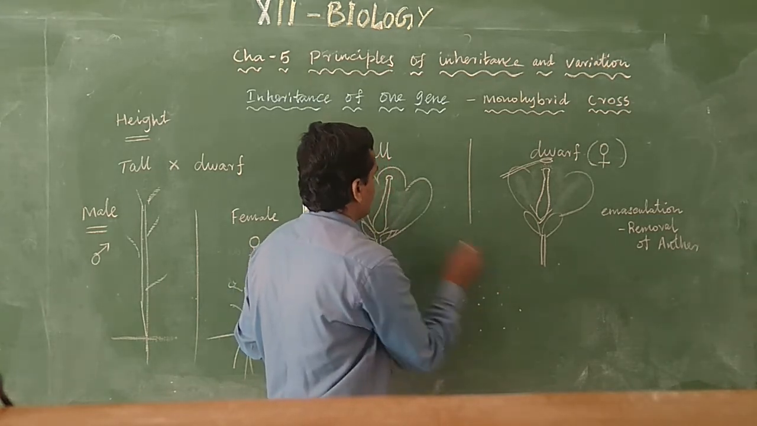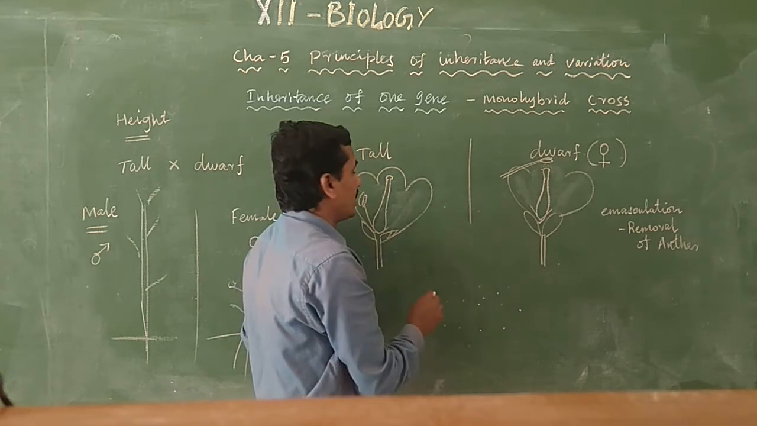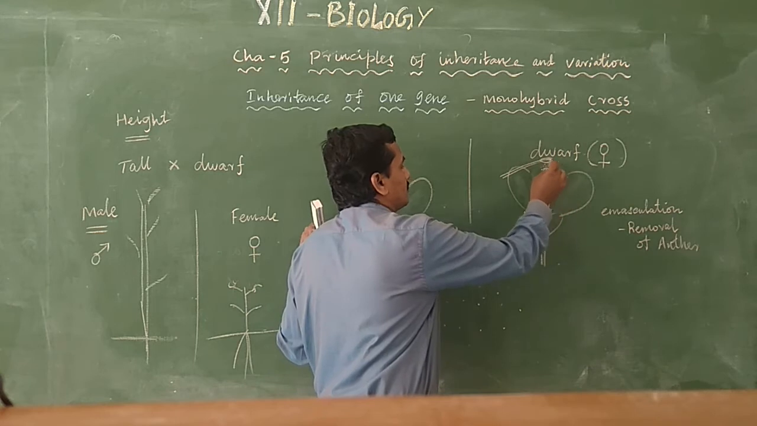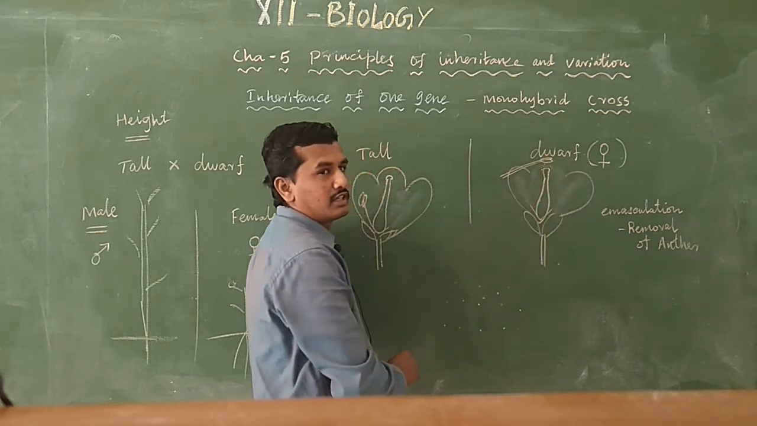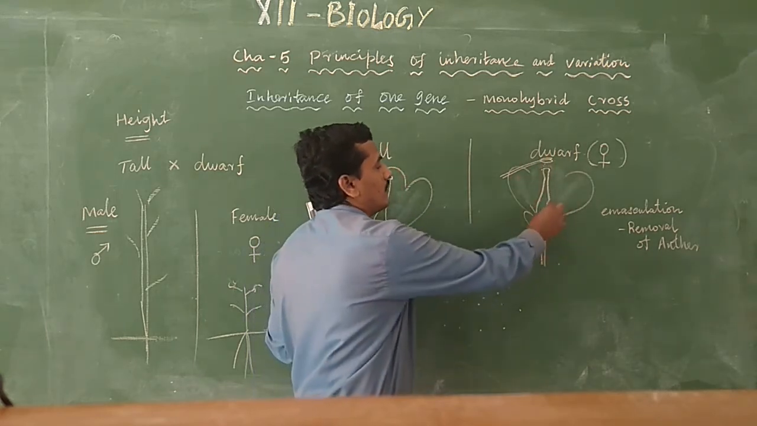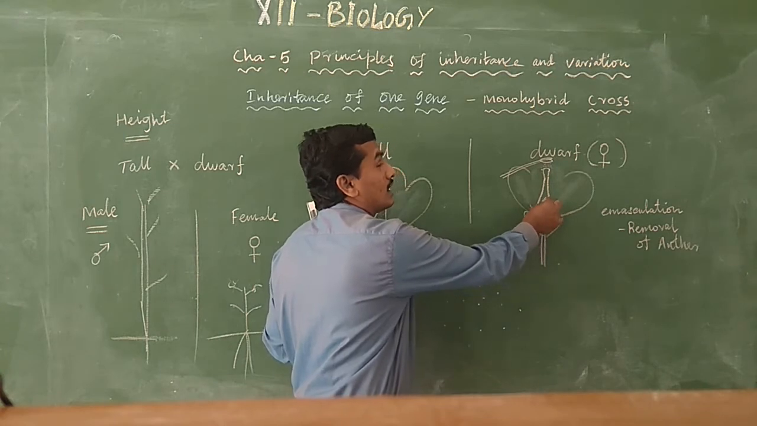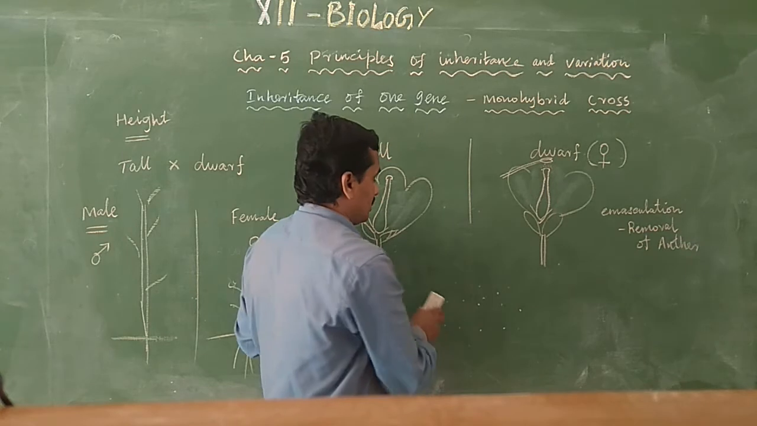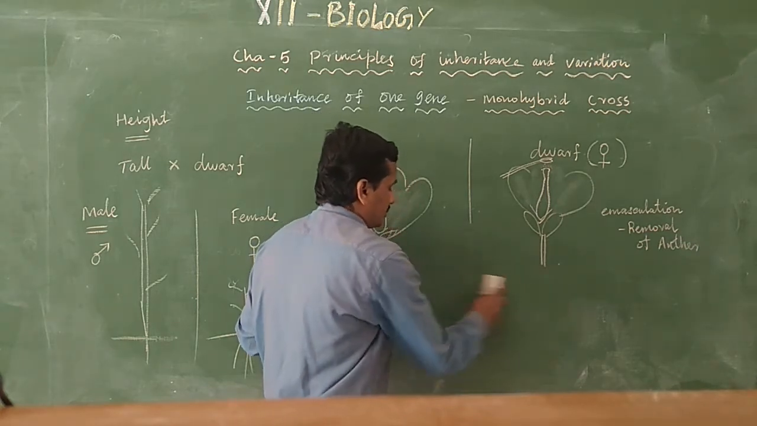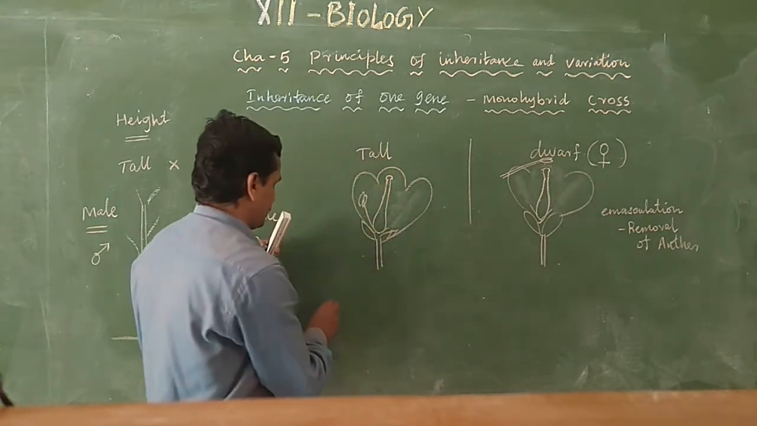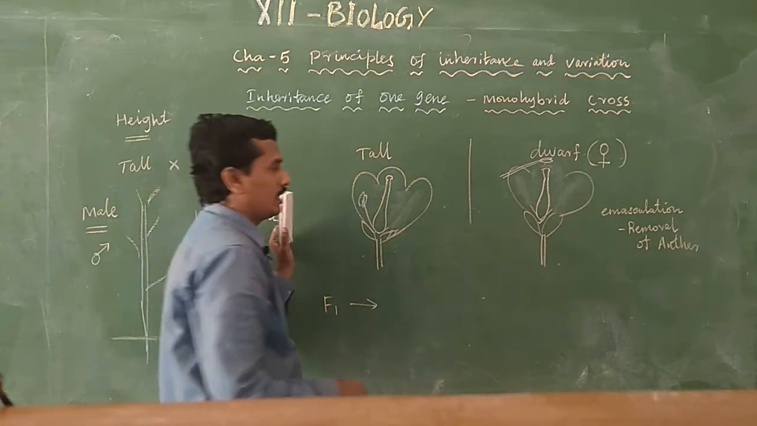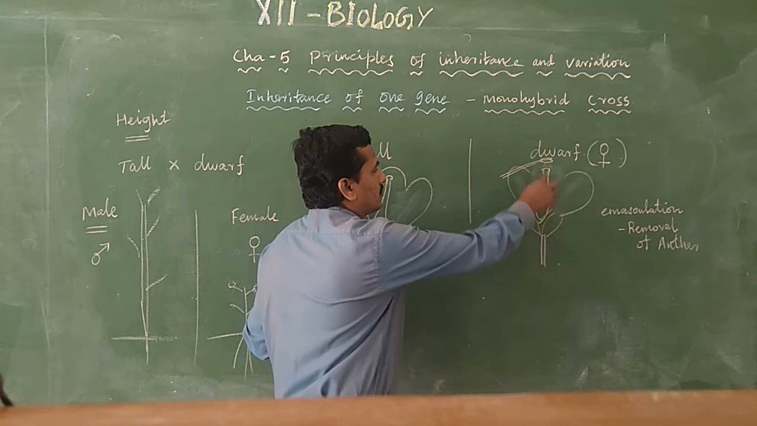One field has tall pea plants and another field has dwarf pea plants. We take the tall pea plant anther and pollinate the dwarf pea plant stigma. After fertilization, we take the seed from the dwarf pea plant and put it into another field, and that particular generation is known as the F1 generation, the first filial generation. Then we take the seeds from the dwarf plant.